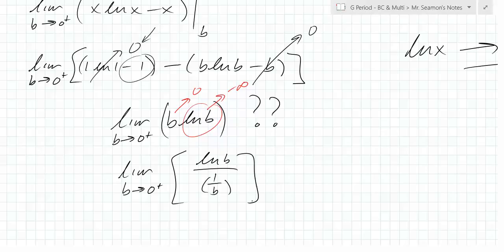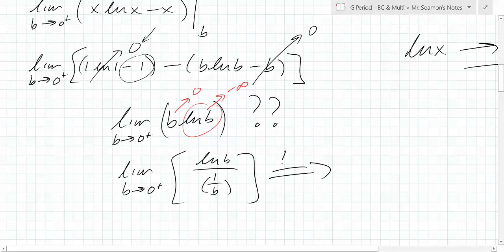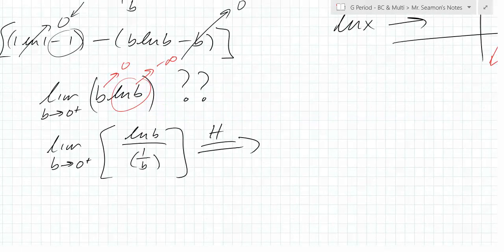Negative, but it is an indeterminate form. So now do we have an indeterminate form? Can we now apply L'Hopital's rule? We sure can. So if we apply L'Hopital's rule on this, you take the derivative of the top and you take the derivative of the bottom.